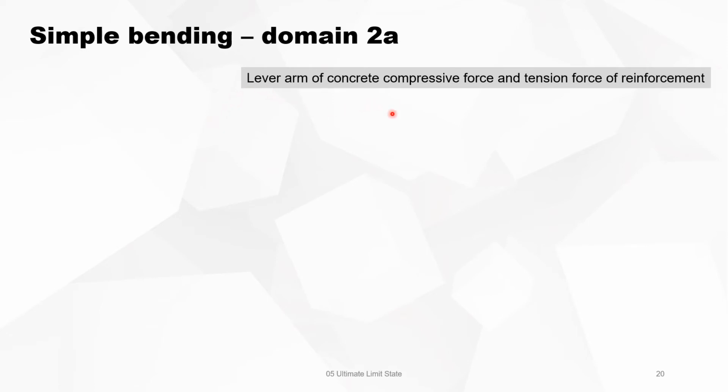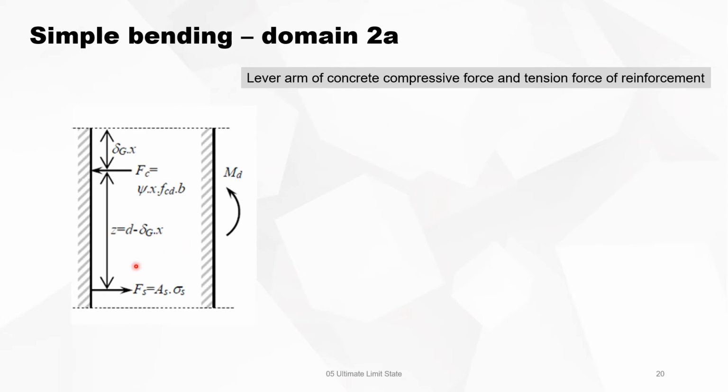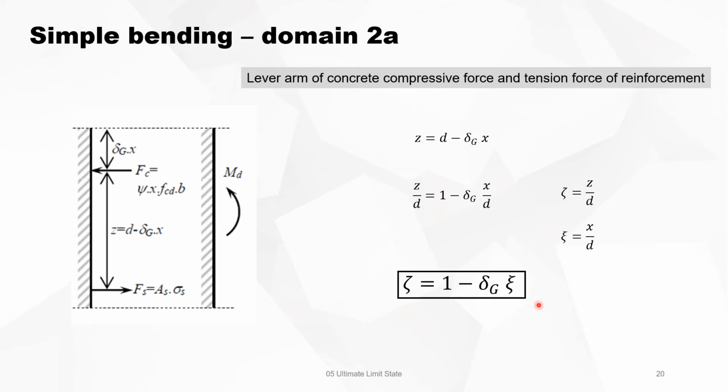The lever arm of concrete compressive force and tension force of reinforcement. If we look at this lever arm, z, then z is d minus delta G times x. Z over d is then, I just divide by d to make it without dimensions, then we get zeta and xi. And this is the relationship between the lever arm and the delta G times the position of the neutral axis.